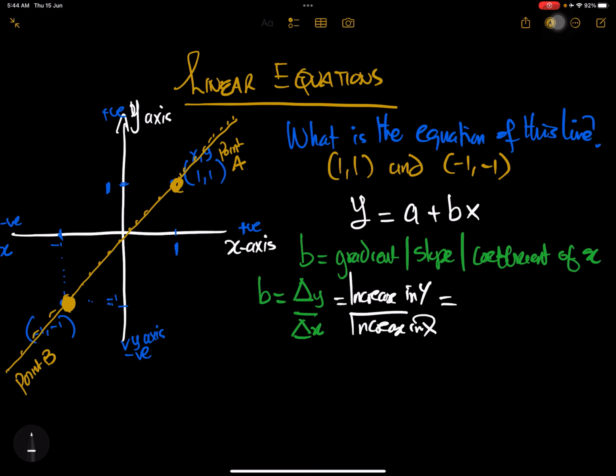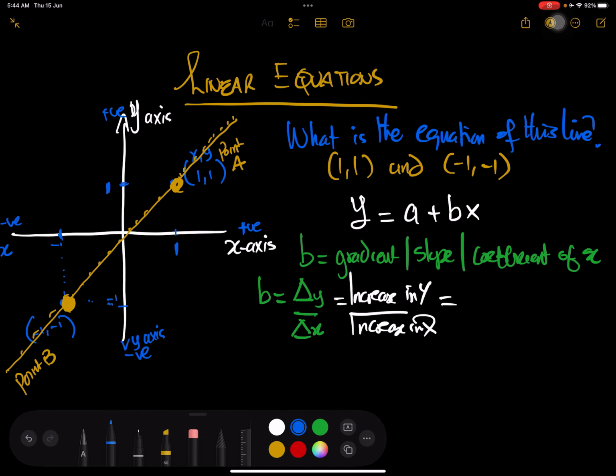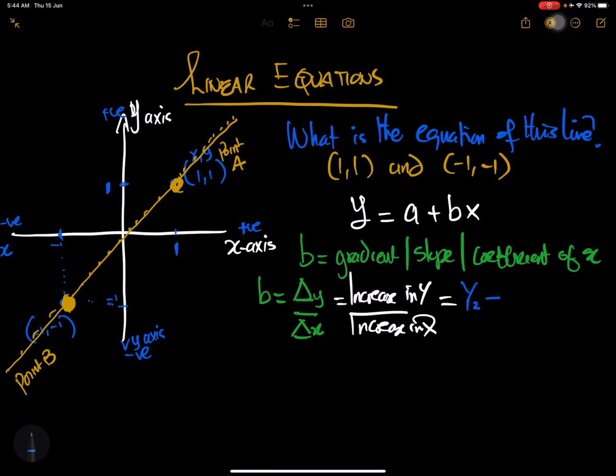And we said that's the same as what? It is the same as y2 minus y1 divided by x2 minus x1. So how do we know which one is our y2 and x1? Since this is our point A and this is point B, this is our x1 and this is also our y1. This is going to be our x2 and this is going to be our y2 because we have point A and point B. So in the formula, we're going to have B equal to y2.